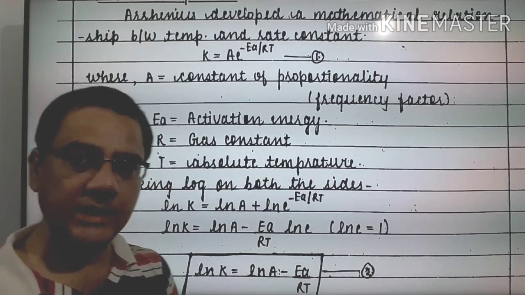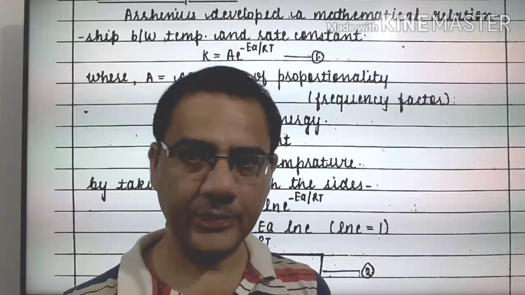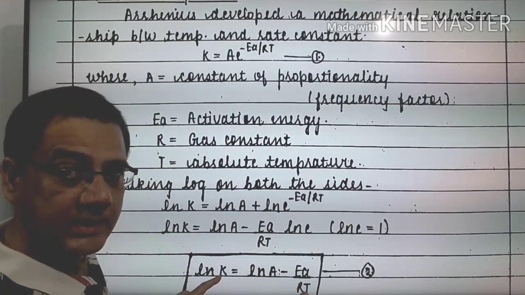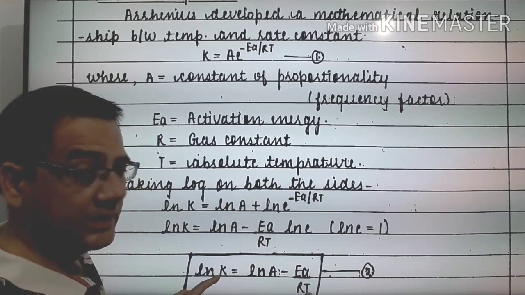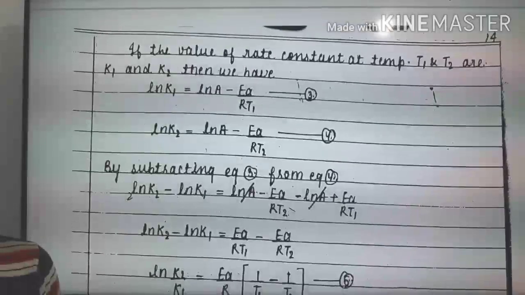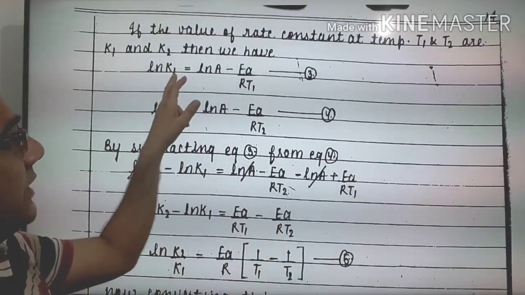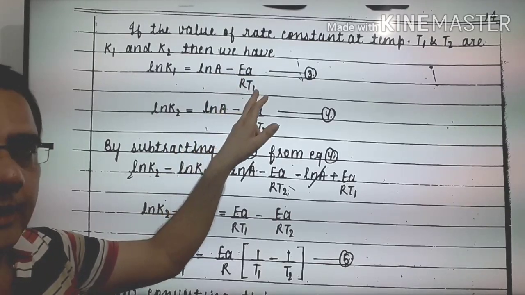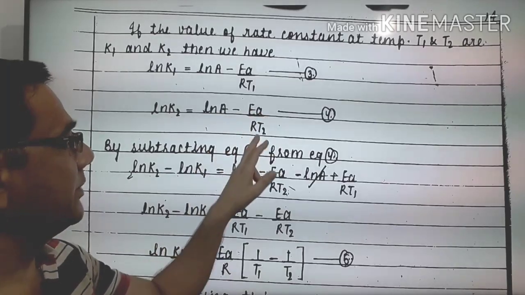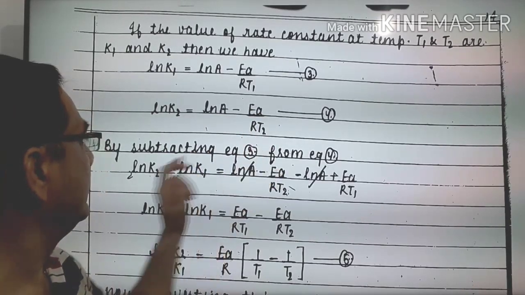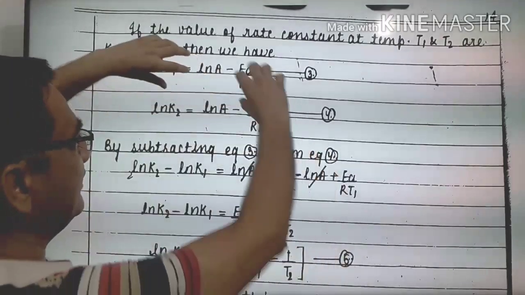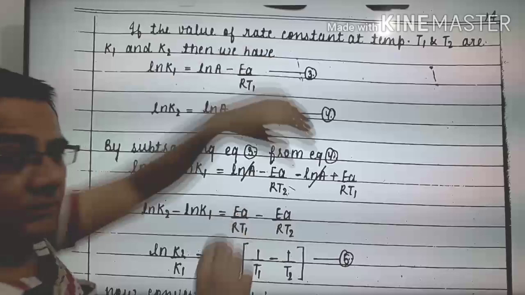Now with the help of this skeletal equation, we will make two equations. In the first equation we will write k1 and T1, and in the second expression we will write k2 and T2. See, ln k1 is equal to ln A minus Ea upon RT1, and the second is ln k2 is equal to ln A minus Ea upon RT2. Now what will we do? By subtracting equation 3 from equation 4, we will subtract this equation from this equation.